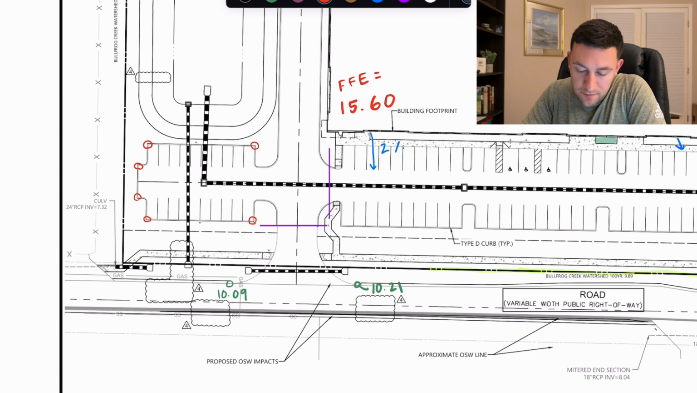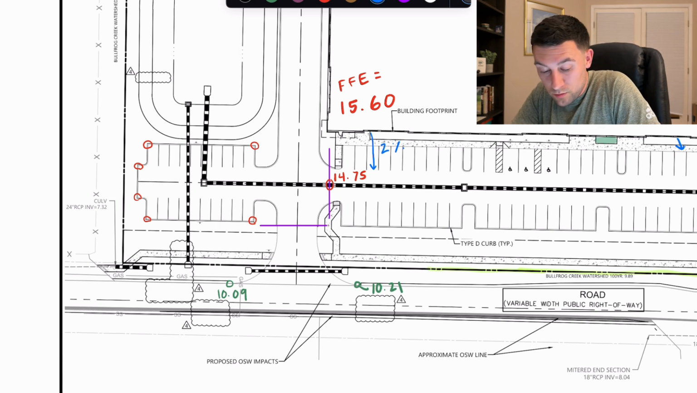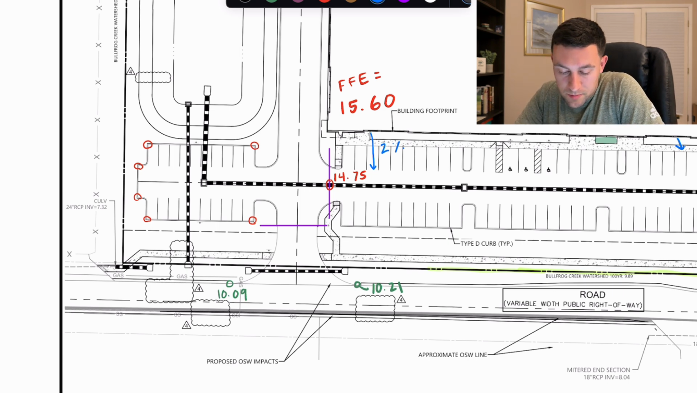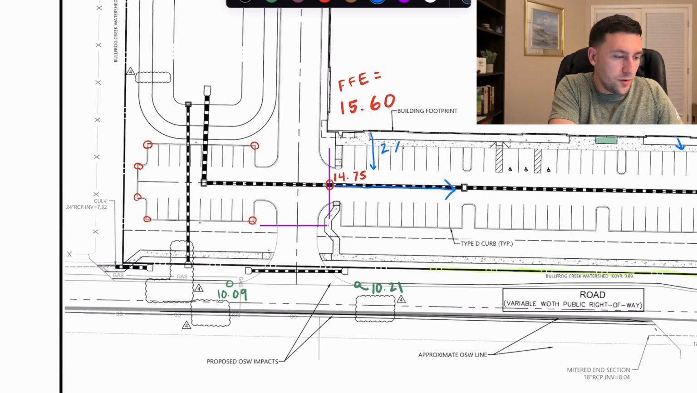Again, we're going to round here. So that's 15.6. I want to set a breakpoint right here at our 14.75. So dang, we're really climbing up there. Now I need water from this high point to start grading to this low point. 10 stalls, all with the width of 9 feet, so that's about 90 feet.